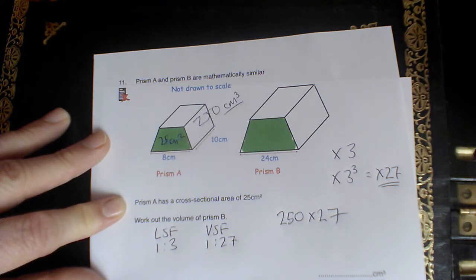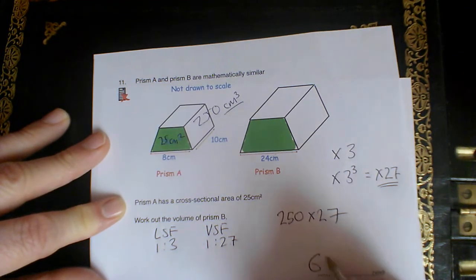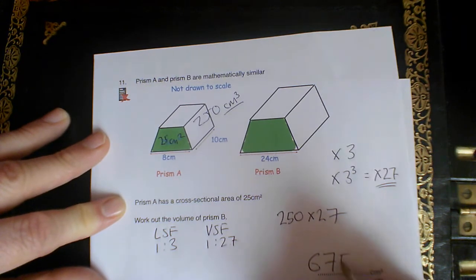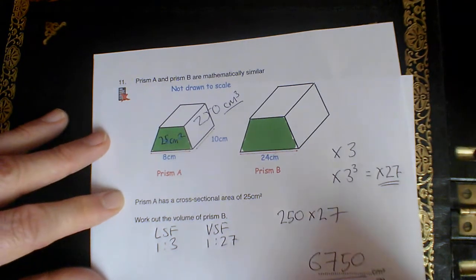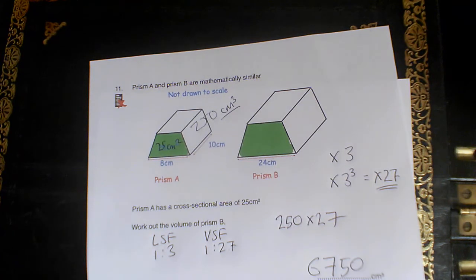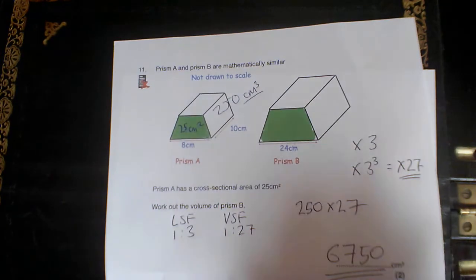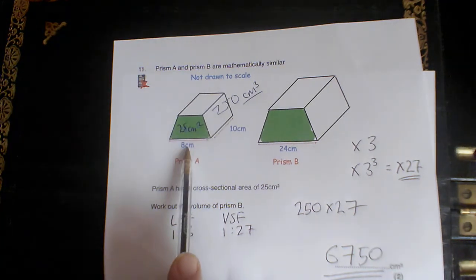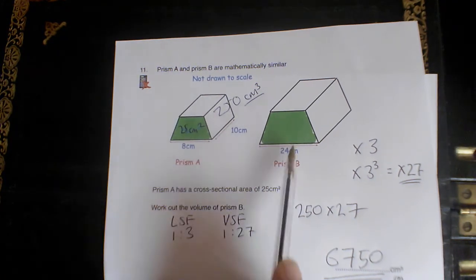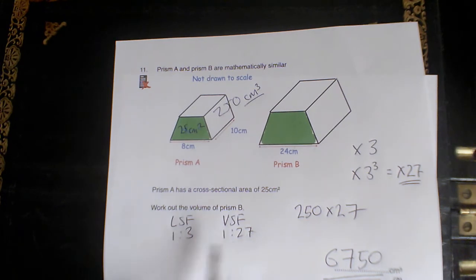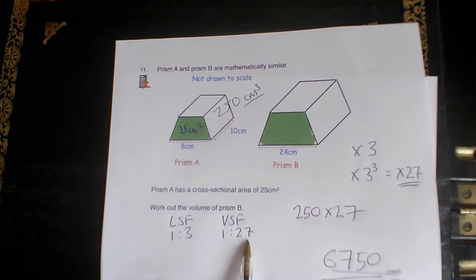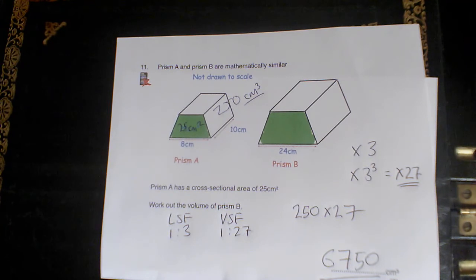So let's work that out. That should give me 6750, I hope. 6750. So you're looking at 250 times 27. Just review that again. So the length scale factor was 3 times by 3, or a ratio of 1 to 3. So the volume scale factor is 1 to 27. Where did I get 27? It was 3 cubed.